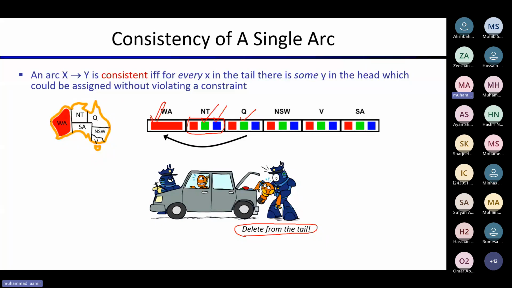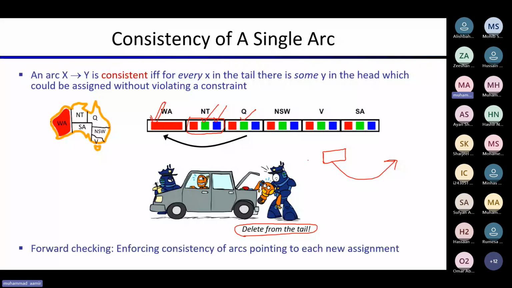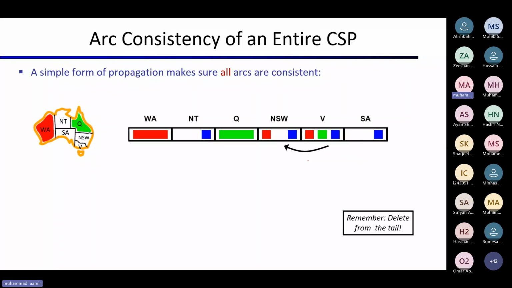If you are checking the arc this way, from this neighbor to this neighbor, and this arc is inconsistent, we need to make this arc consistent. For making this arc consistent, we need to remove the values from the tail which could make the arc inconsistent in the future. So we need to delete those values. This is the overall concept of arc consistency. So you can see the example of Victoria and Northern Territory, Southern Australia and New South Wales.